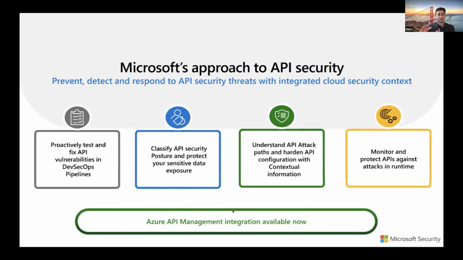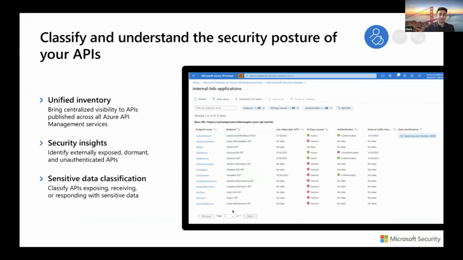Then we'll get to classifying API security posture and protecting sensitive data exposure. The next 3 pillars are really part of our runtime security solution that we have at Defender for Cloud called Defender for API. So I'll walk through in a little bit more detail all of these next 3 pillars in the next couple of slides here. Let me just go through that here.